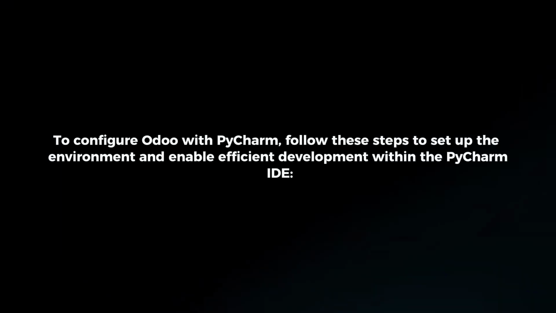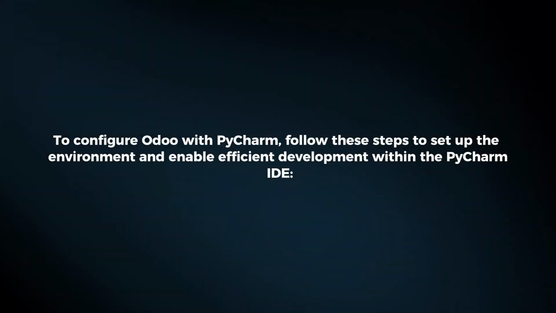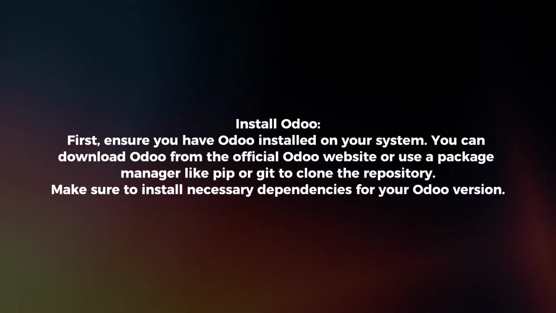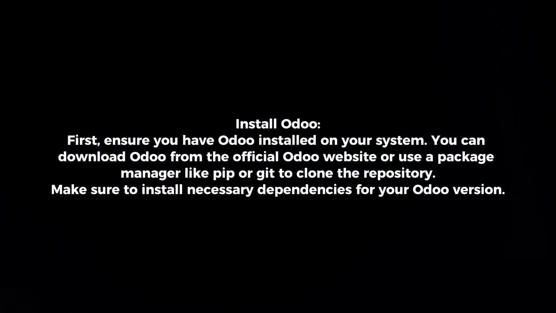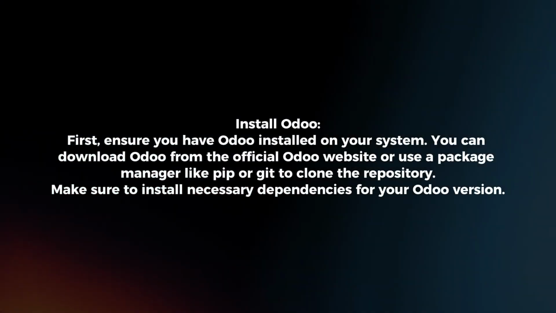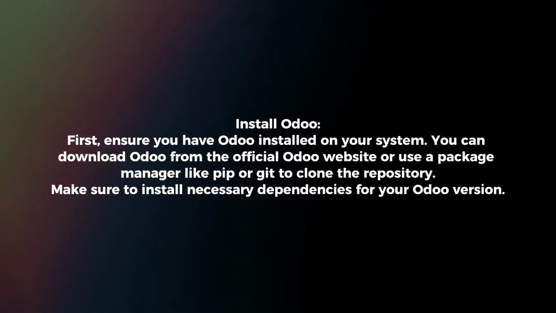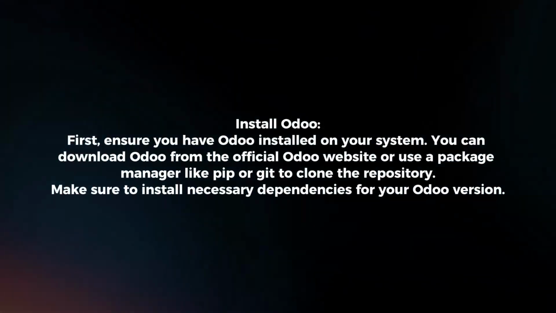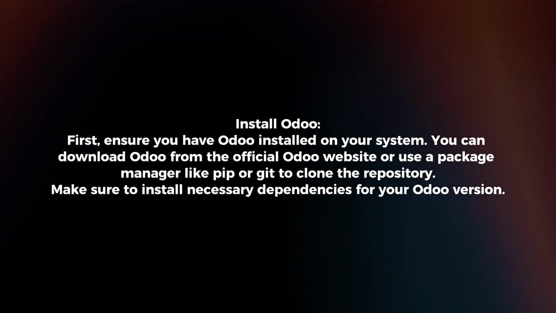To configure Odoo with PyCharm, follow these steps to set up the environment and enable efficient development within the PyCharm IDE. Install Odoo. First, ensure you have Odoo installed on your system. You can download Odoo from the official Odoo website or use a package manager like pip or git to clone the repository. Make sure to install necessary dependencies for your Odoo version.